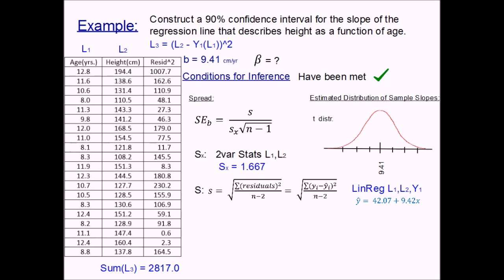At which point in time, I can really just plug in the numbers. Again, n is 20 in this case. You'll notice the n minus 2, like I mentioned before, because it's 2 variable. And it turns out that we have 12.5.